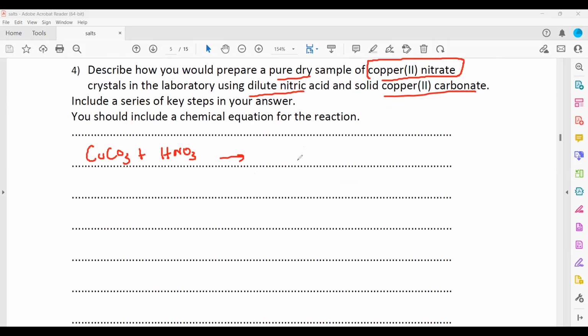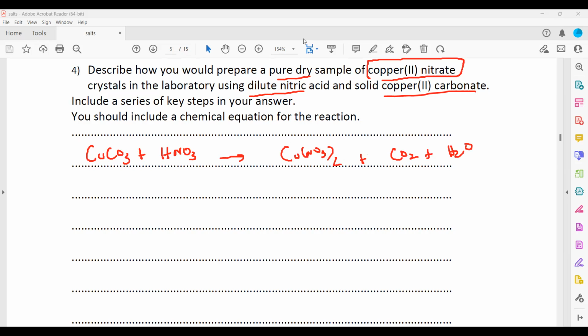all nitrates are soluble. So if you are preparing an insoluble salt, they will mention. Otherwise, all the salts we will consider as soluble. If it is an insoluble salt, that will be mentioned in the question. And there's also a table I discussed in the beginning of the chapter, topic 12, which was about soluble and insoluble salts. So all nitrates are soluble. So it will produce copper(II) nitrate plus carbon dioxide plus water.